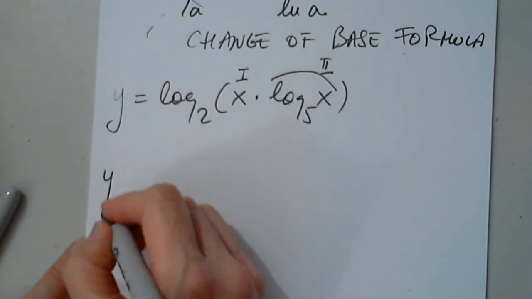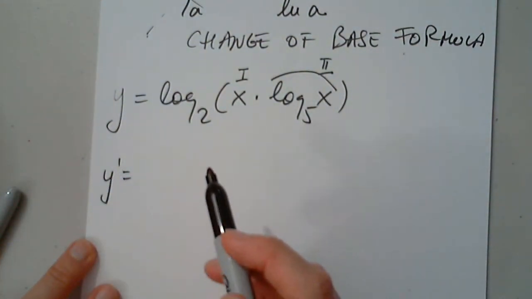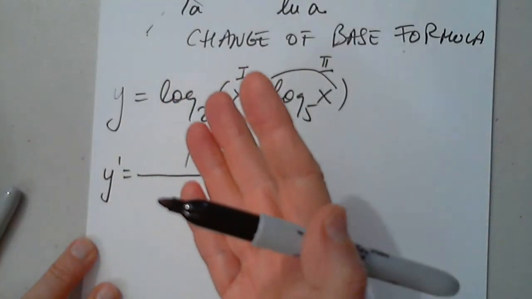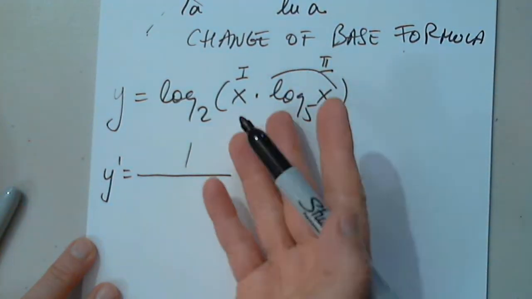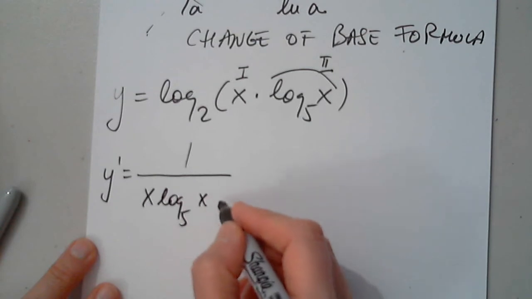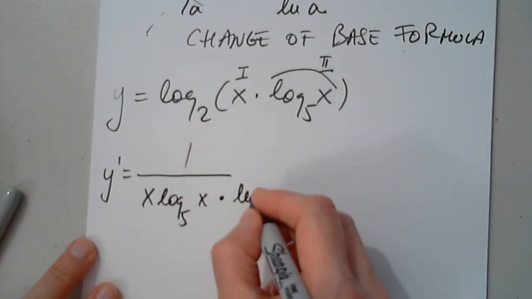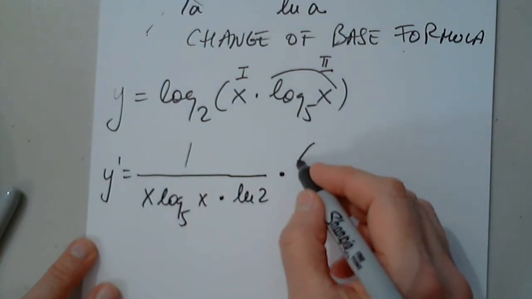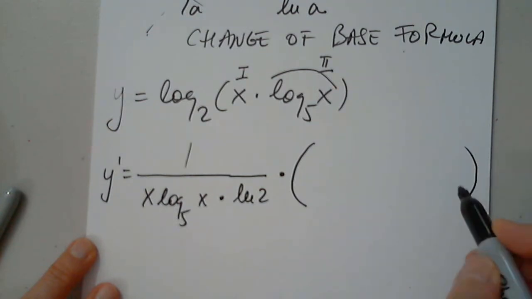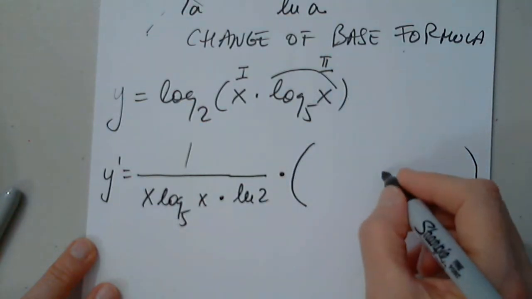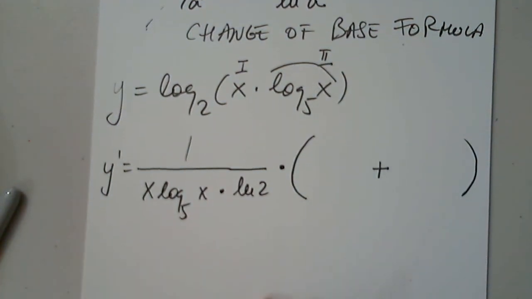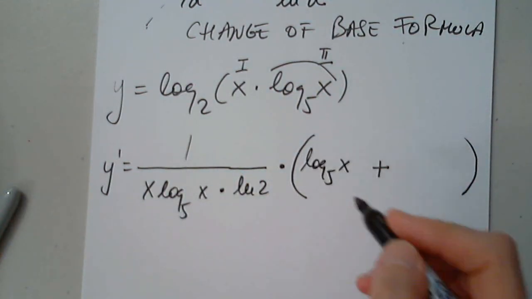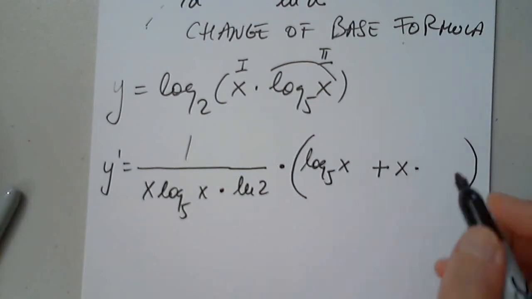So first of all, y prime. I have the derivative of this, so log base 2 of this is 1 over this, x log base 5 of x, times, remember, natural log 2, and now times this inner function, prime. I have to get it ready because this is a product. And the derivative of a product is always a sum of 2 terms. First function prime, fine, it's 1. So then log base 5 of x plus the first function, but now times this.